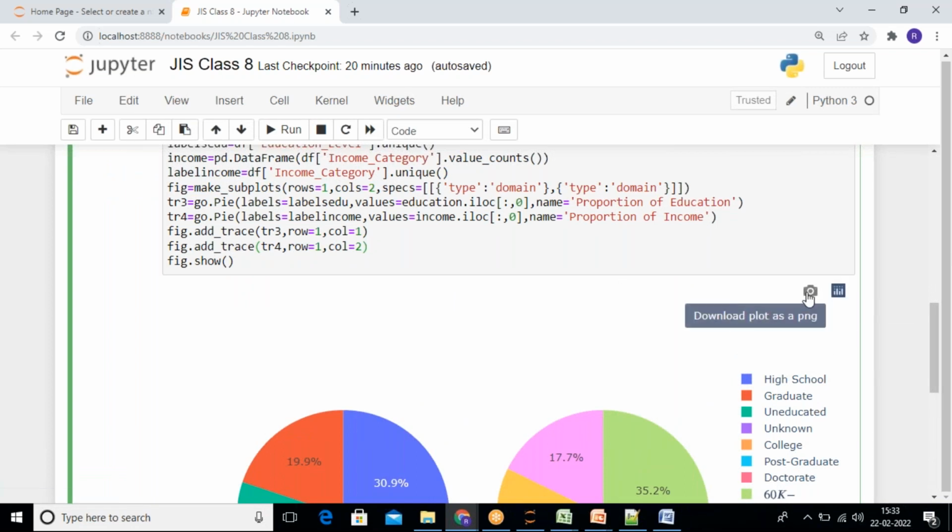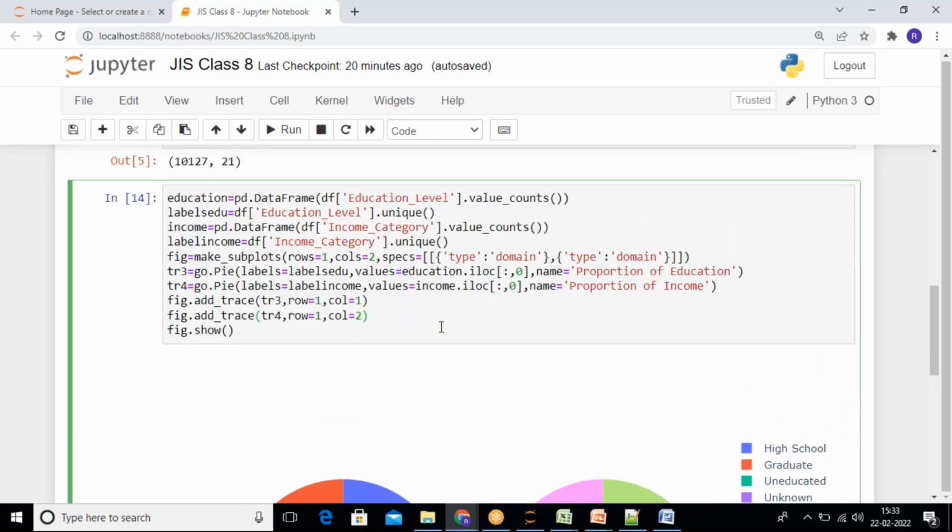Produced by Plotly, and download the plot as PNG. If you want, you can download also by clicking on this. Plotly is excellent, basically. You require a lot of experience for working with Plotly. That's why I didn't show it in the first instance. But now you have got a lot of knowledge, so you can use this Plotly. See.